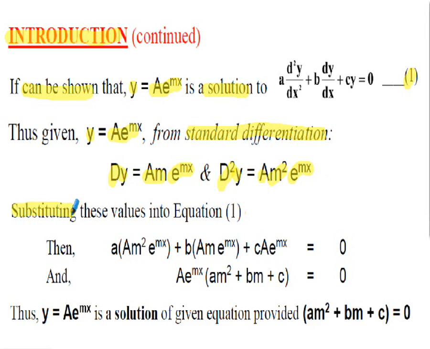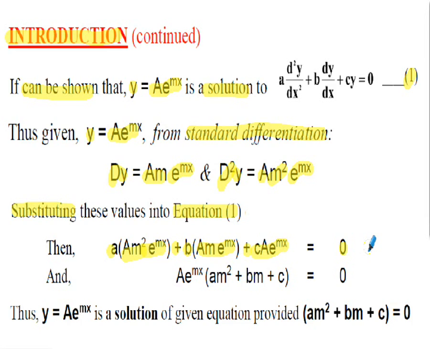If we now substitute the above values for dy and d2y into equation 1 above, we form the equation a multiplied by Am squared e to the mx plus b multiplied by Am e to the mx plus c multiplied by A e to the mx, and that's equal to 0 for our homogeneous equation.